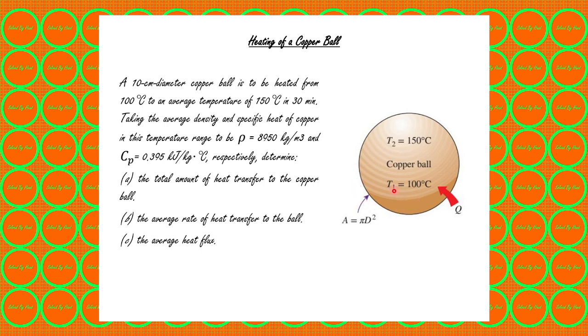We have to bring the temperature of the copper ball from 100 degrees Celsius to the temperature T2, which is equal to 150 degrees Celsius, in 30 minutes. It is a copper ball, made of copper. It has a density of 8,950 kilogram per cubic meter, and a specific heat of 0.395 kilojoule per kilogram per Celsius. This is the formula for the area of a sphere, because the copper ball has the shape of a sphere, and this is the heat added. Without any further delay, let's go to our paper in order to solve our problem.